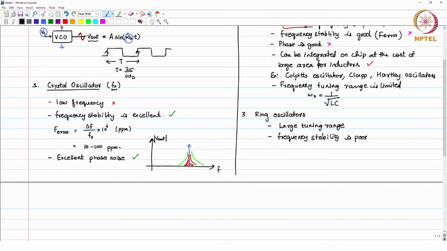Okay. So, frequency stability is poor, phase noise is also poor. So, a lot of phase noise. Standalone, ring oscillators may have a lot of phase noise. Okay. You can easily integrate it on chip.